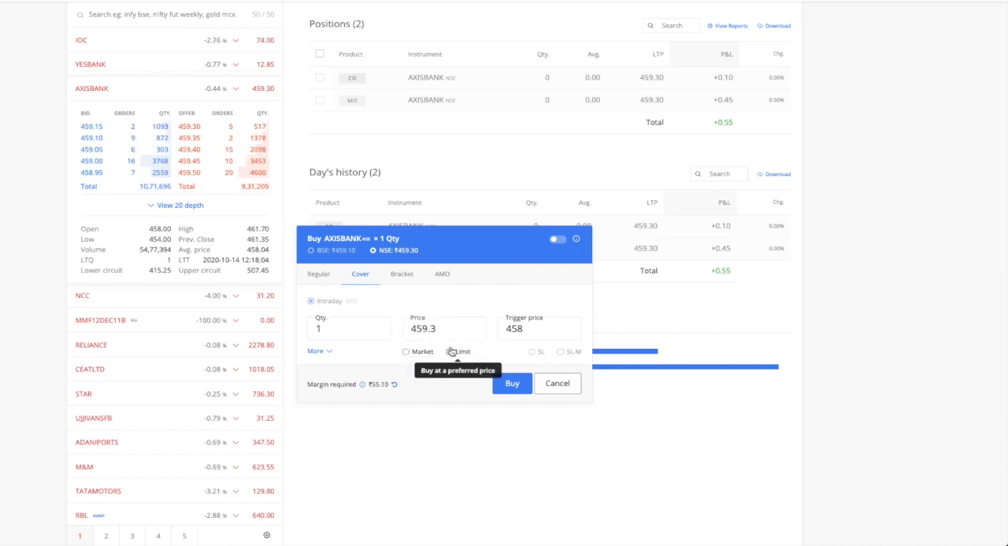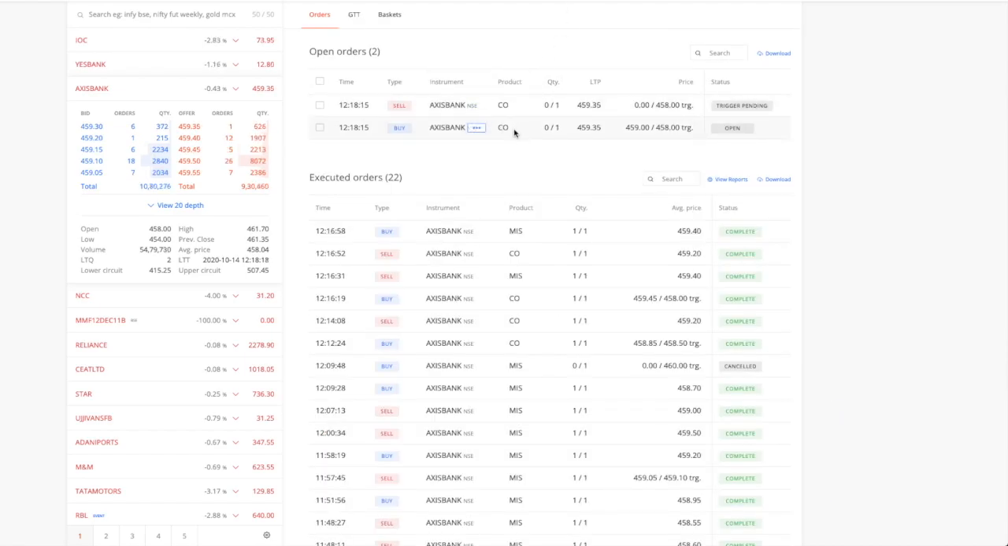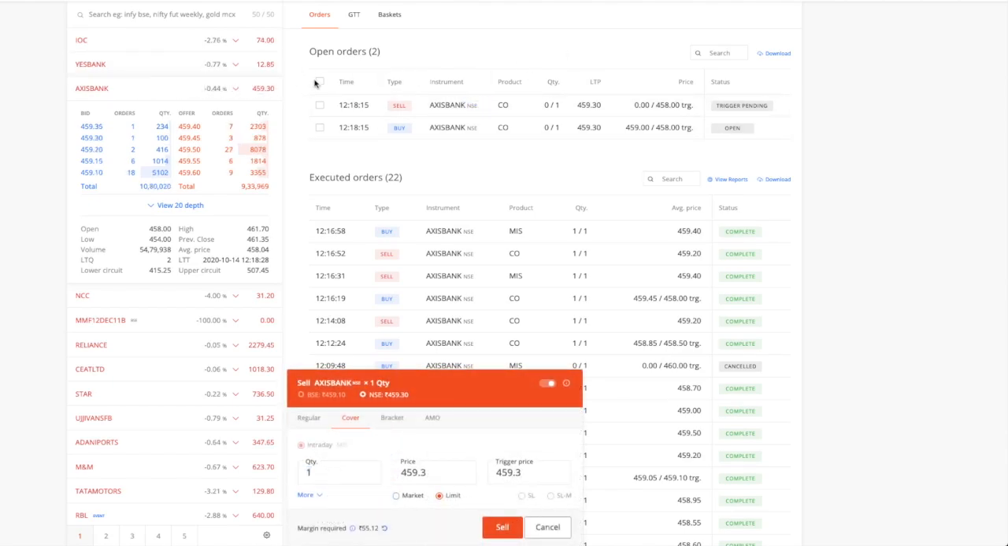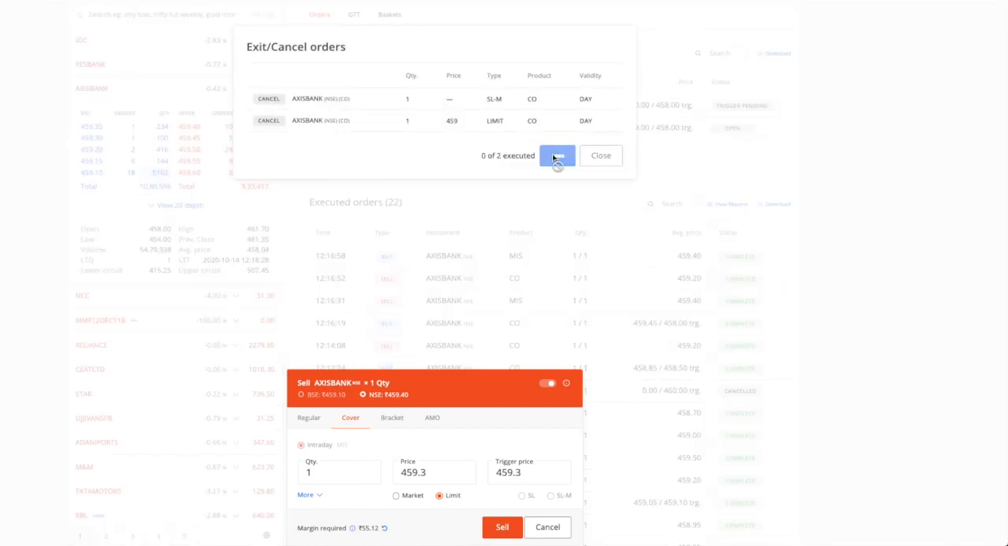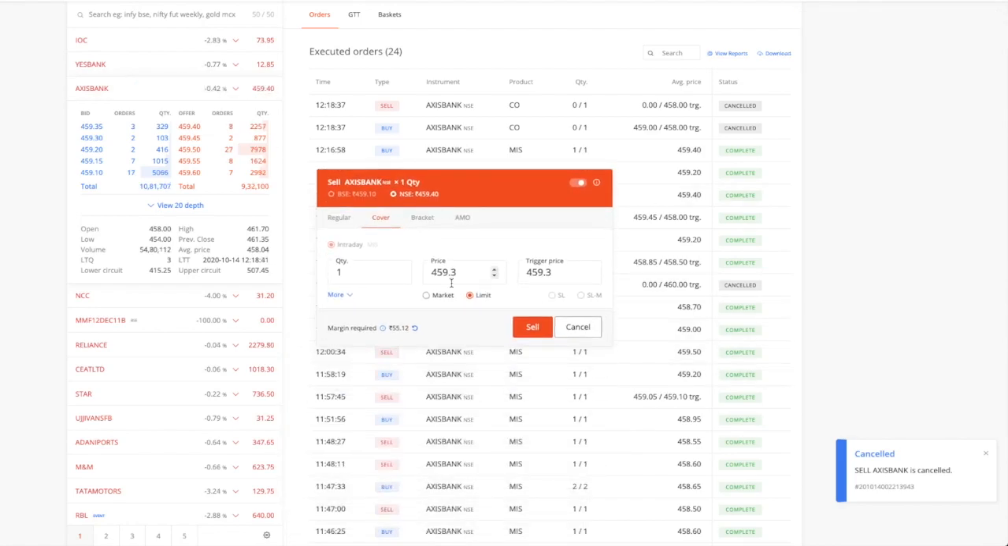Now let's say that I want to enter this trade only once the price is lower than 459. Now it is 459.1. So I can keep a limit order for buy. Only once the price comes below 459, I'll be entering the trade. Till then, the order is going to be pending. And obviously after this only my stop loss will be there. So my order is pending right now. That is what a limit order does in the case of a cover order also. So just cancel this. Now I hope you understand that.